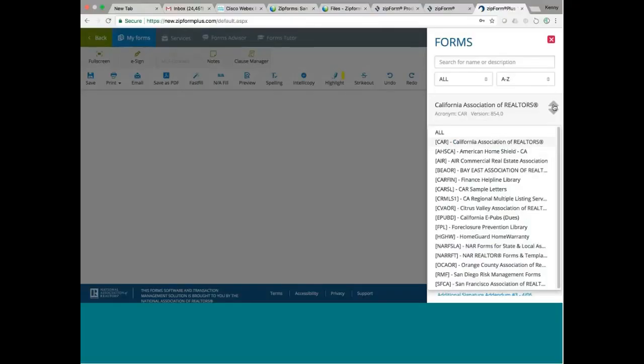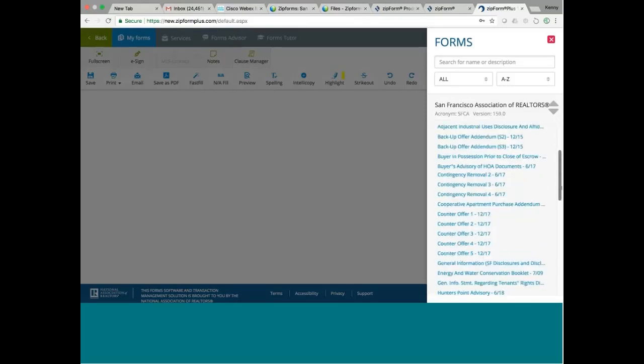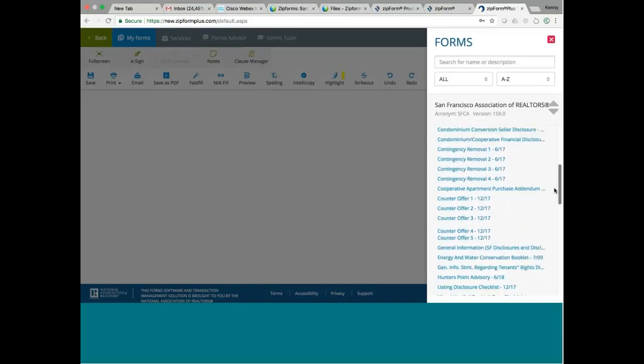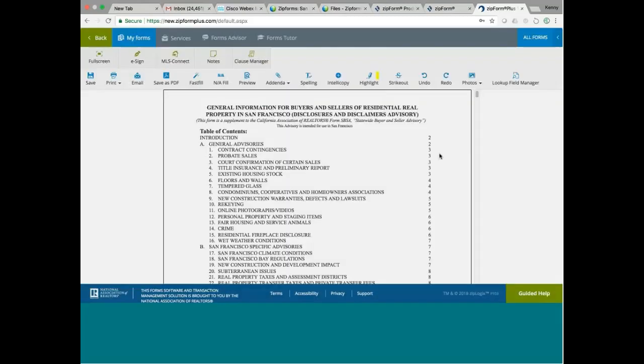So we're going to go to that San Francisco Association of Realtors form, and this is what they call the general information, SF disclosures and advisory. This is actually part 2 of the same form because it's a long form.